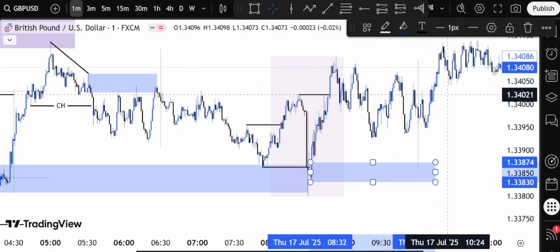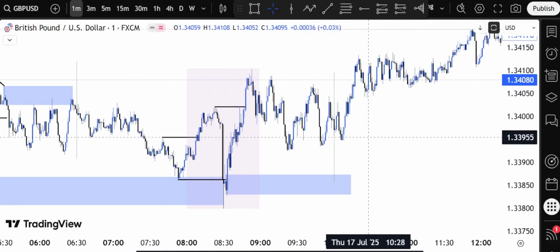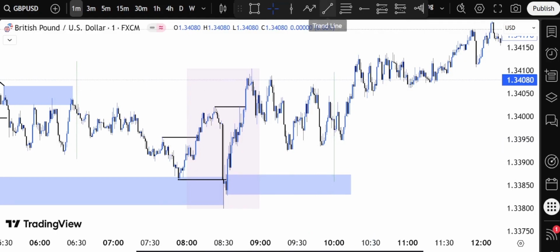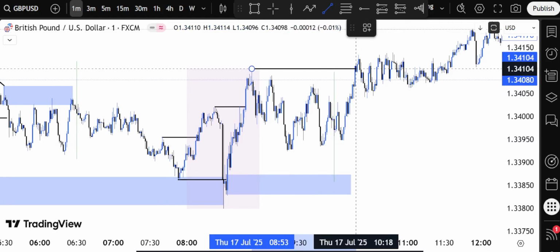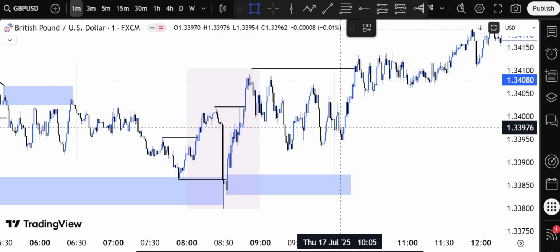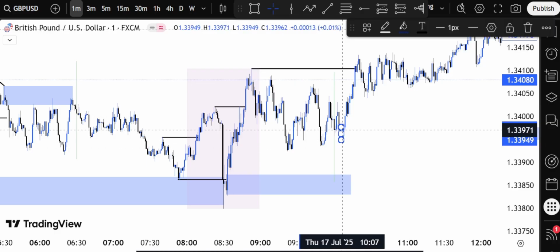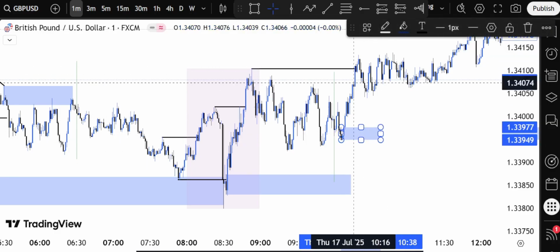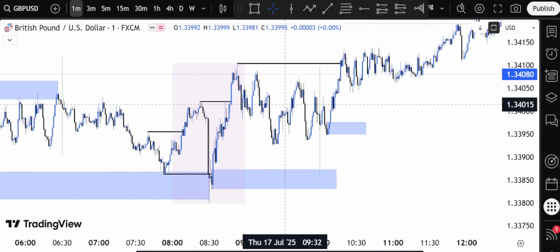Price took too long, more than 1 hour. It never came back. You can argue and say there was another demand here, except that price never came back either. Anyways, let's move on to the next day.